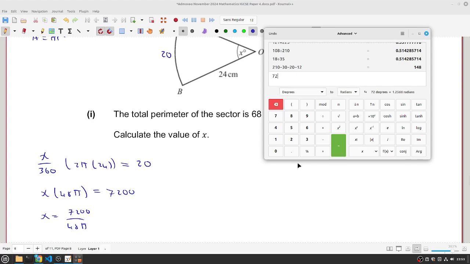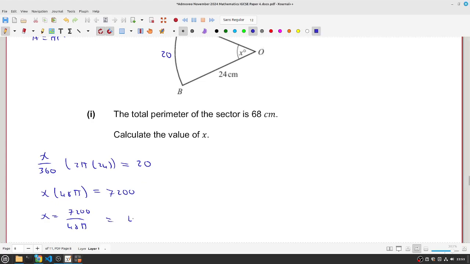Okay, 7,200 divided by, let me just put it in brackets to make sure, 48 pi. Where's the pi button? There we go. So 47.746. So 47.746 degrees. And now we have to see where do we have to round this off?